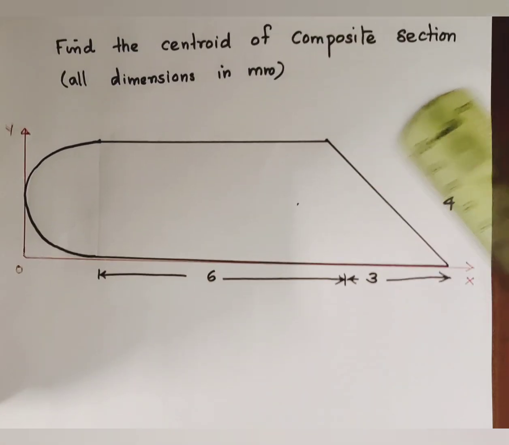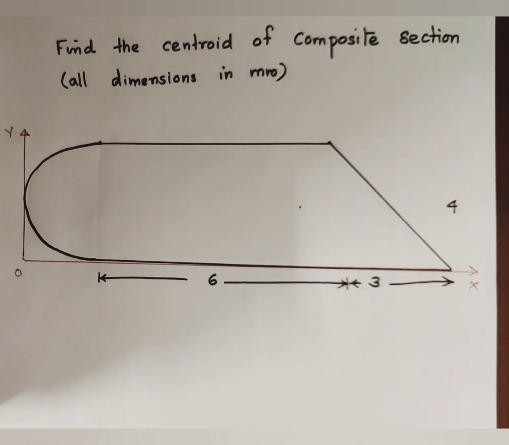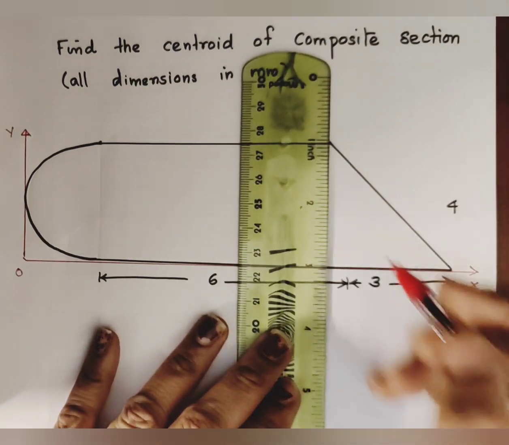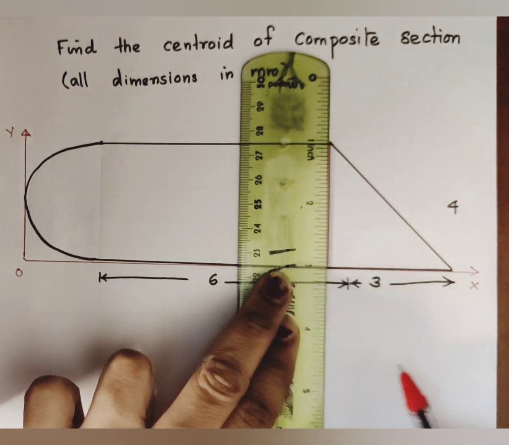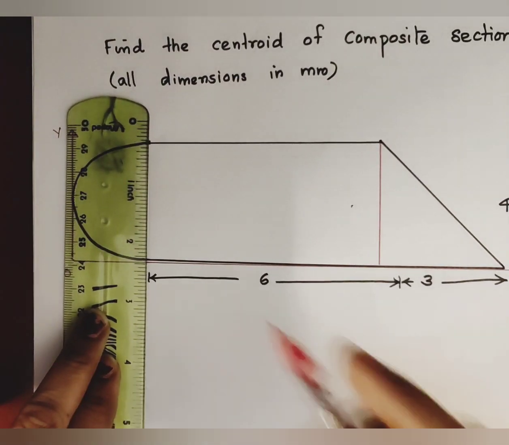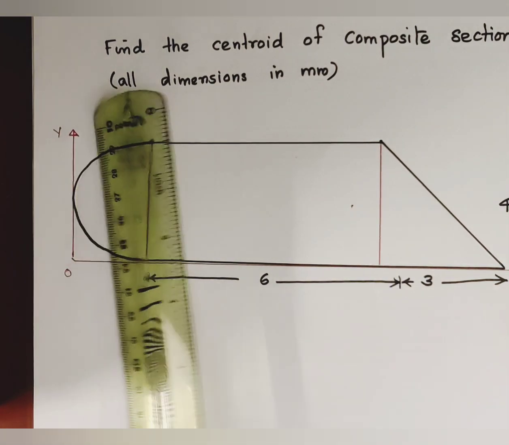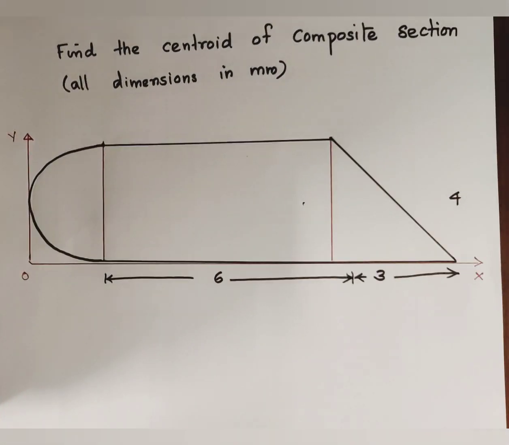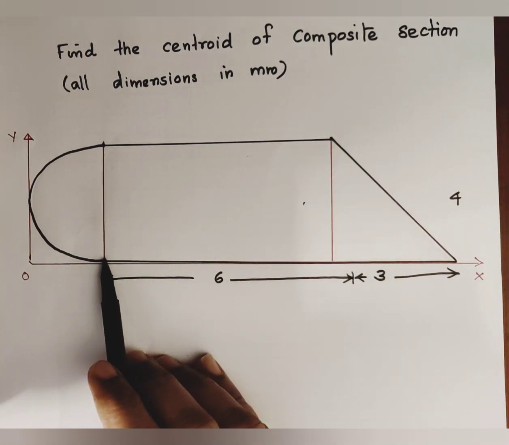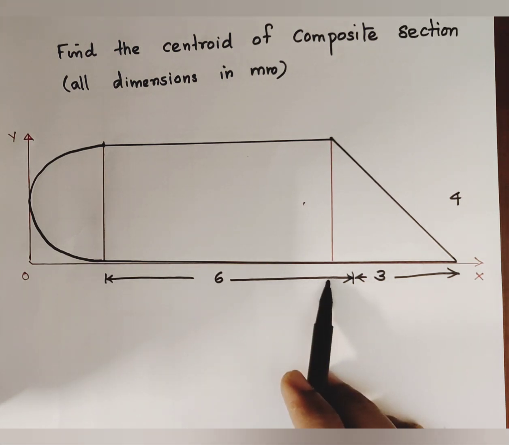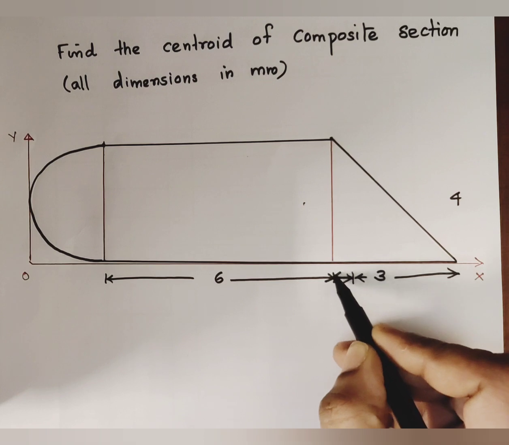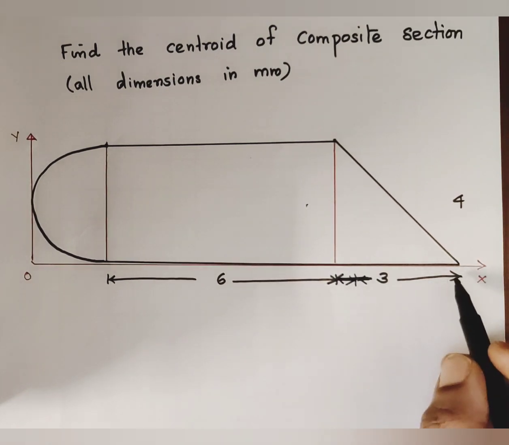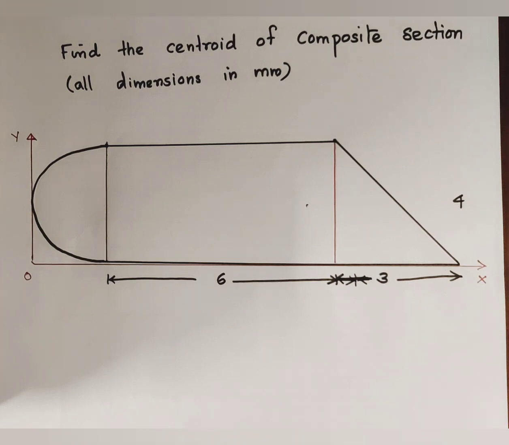The next step is to split this into simple figures. This figure includes a triangle, a rectangle and a semicircle. Here the height is given as 4, which is the diameter of the semicircle, and this width is given as 6. Up to here it is 6, and this is 3. That is, the base width of the right triangle is given as 3.